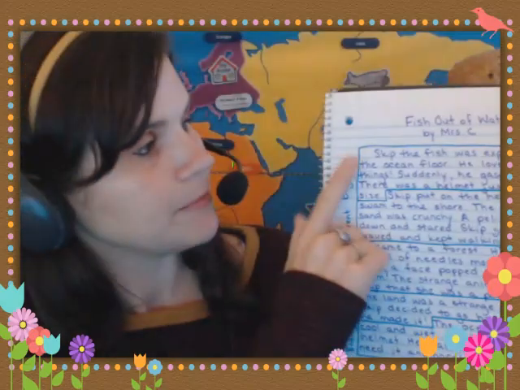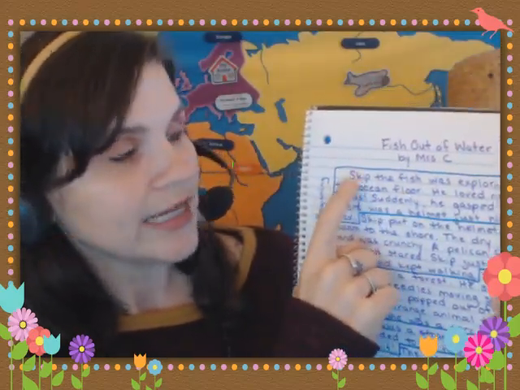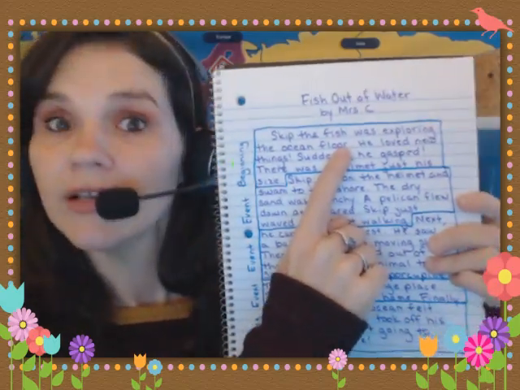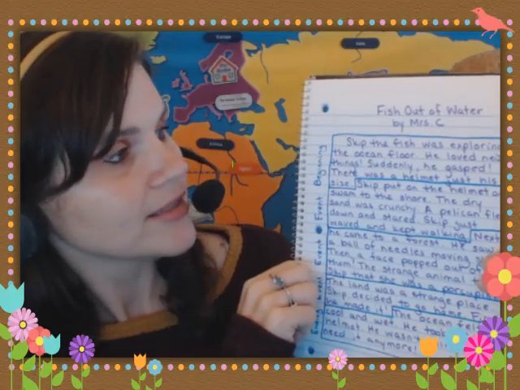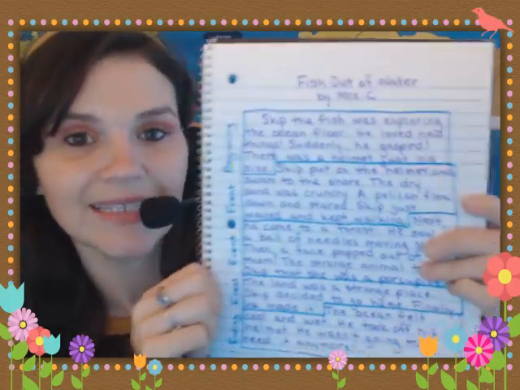Here's my beginning. Skip the fish was exploring the ocean floor. So I've got Skip, my character, and right now he's on the ocean floor. That's my setting. He loved new things. Suddenly he gasped. There was a helmet just his size.